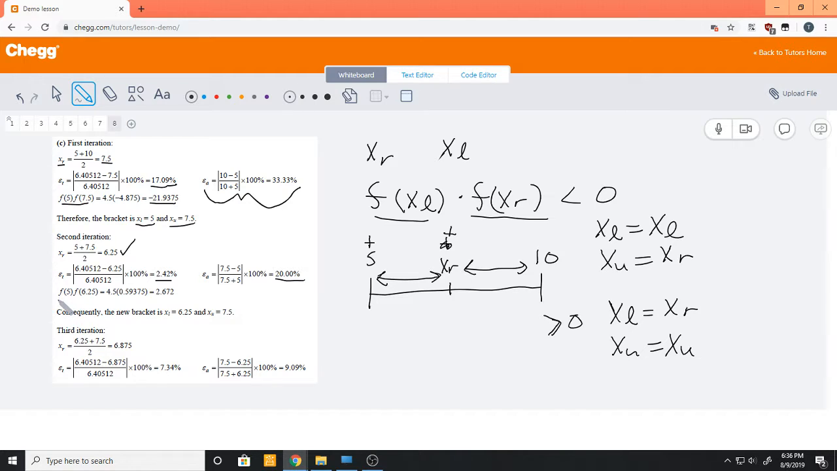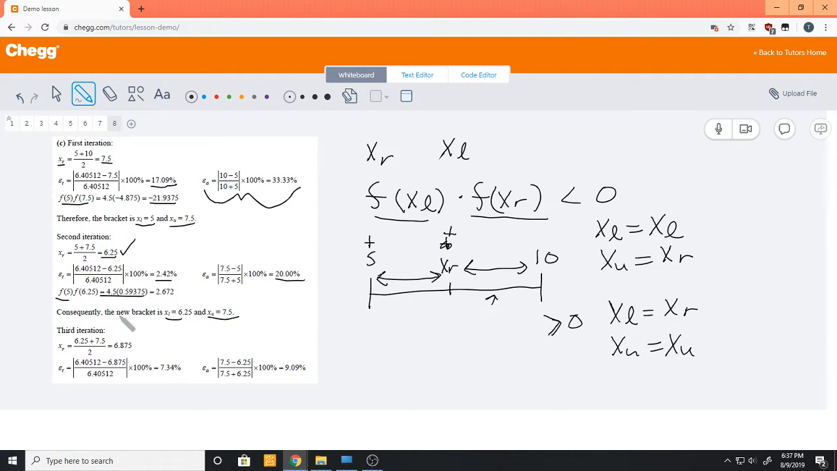We can check it again by taking our f of xl and multiplying it by f of xr. Our f of xr was 6.25. So we get 4.5 times 0.59375, and that means there is no sign change. So it's going to be on this side. Now our xr will become our new lower limit, which was 6.25, and our upper limit will stay the same at 7.5.